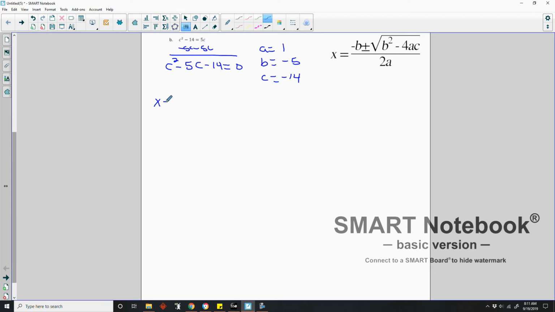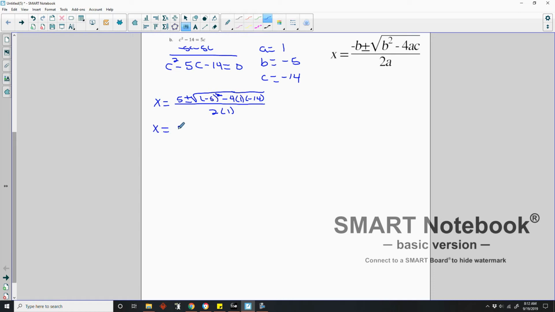So then I write my formula. So you should write this and then write the substitution. Negative b is a negative 5, so be careful there. When that's negative, a negative 5 is positive 5, plus or minus the square root of b squared, negative 5 squared, minus 4ac, all over 2a. I already did the plus or minus outside.